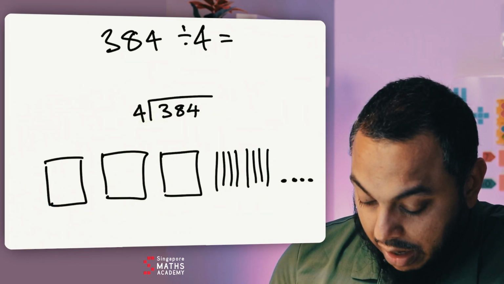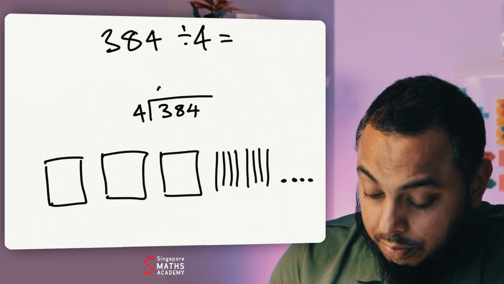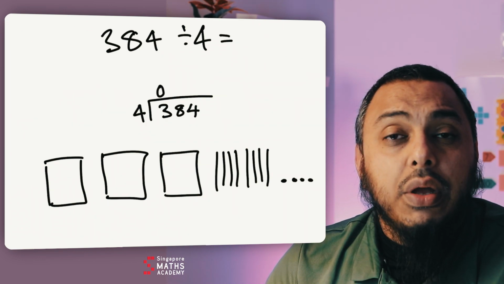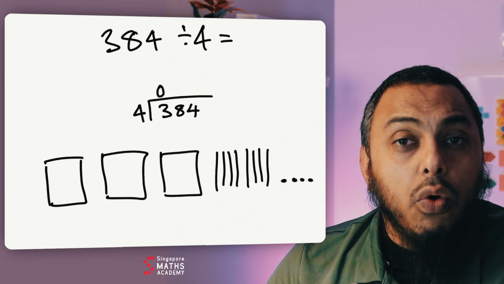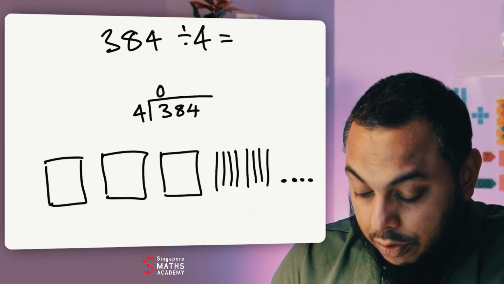Okay, now I can't divide the hundreds without breaking them up. So my hundreds column is going to be 0 because I've got 300. I can't share 300 equally amongst 4 without breaking the hundreds up. So that's why my hundreds column is going to have 0.